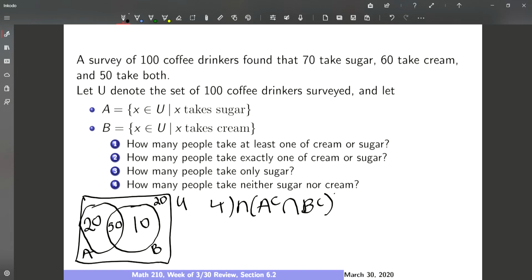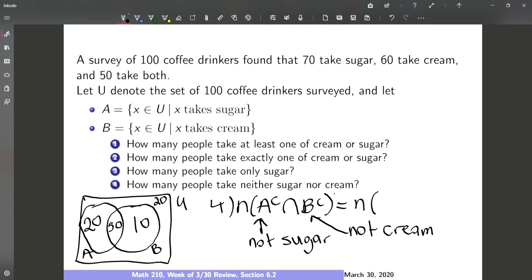So hopefully that makes sense, right? Here means not sugar, and here, that's not cream, because that's what neither means. Neither means not one and not the other. So if we're using De Morgan's laws, which is what I'm about to use next, another way of writing this would be the number of A complement intersect B complement, which is the same thing as A union B, then the whole thing complemented.